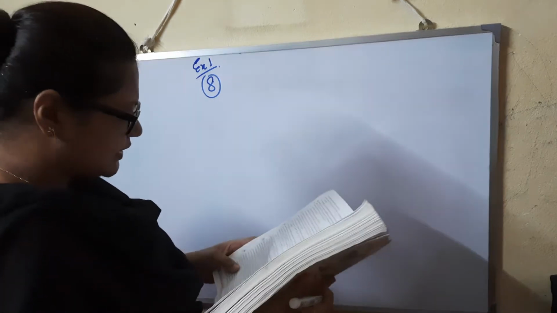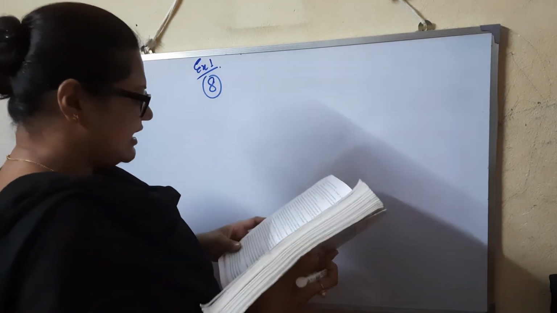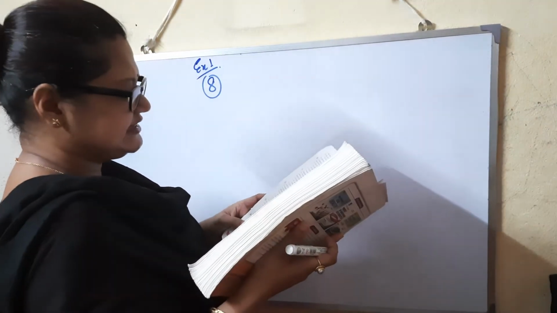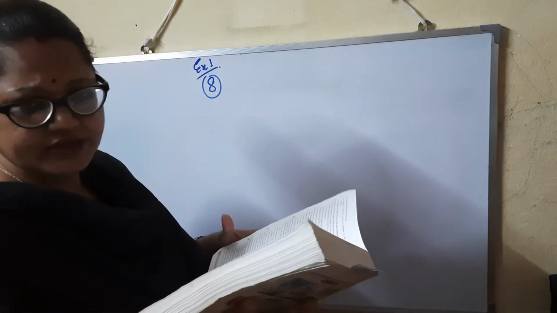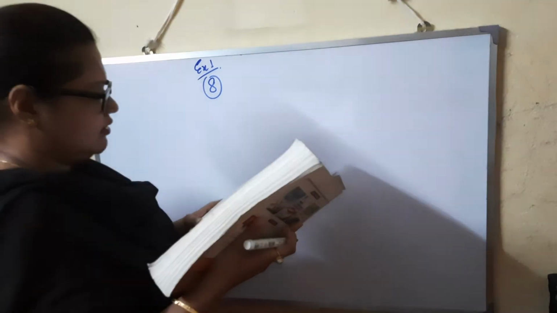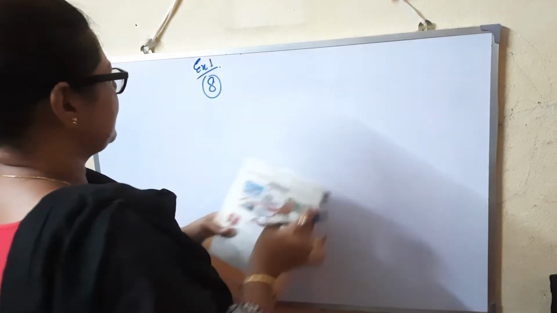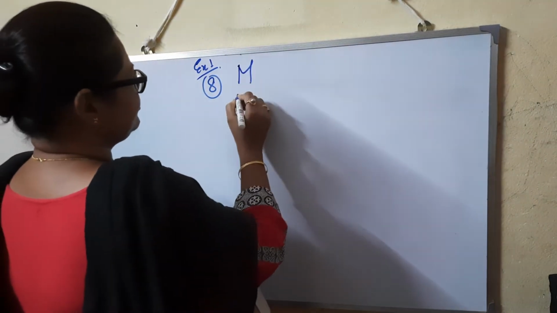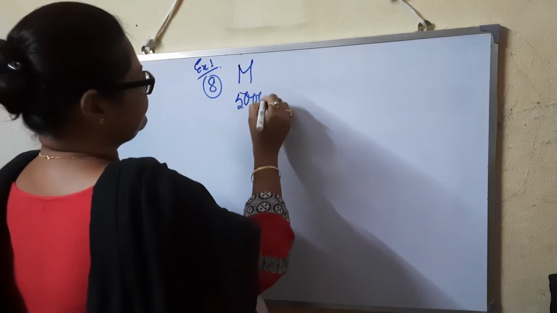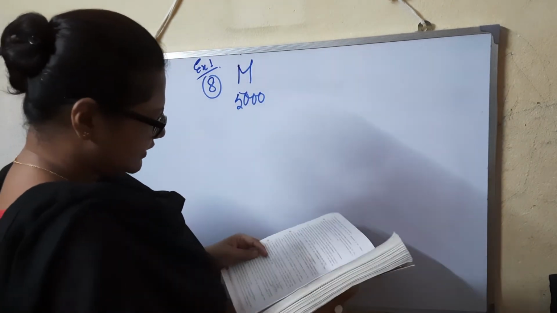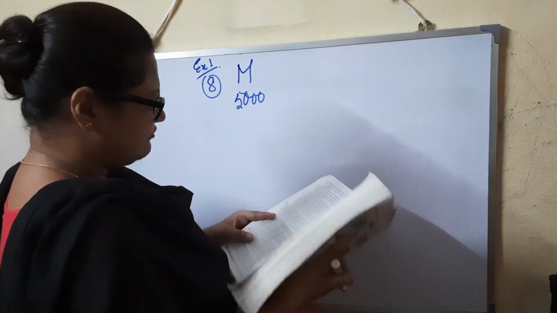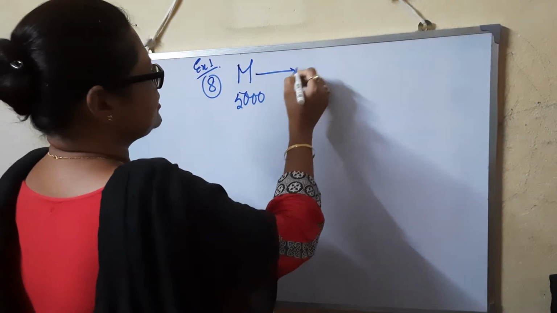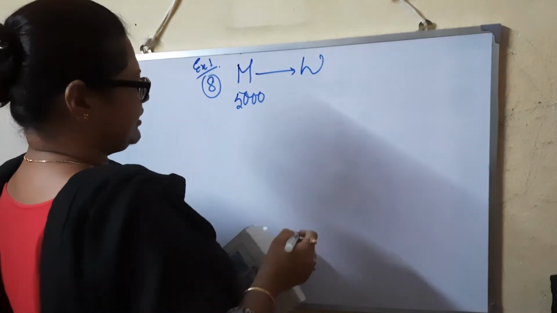What has been told to us? It has been said that a manufacturer marks an article at rupees 5,000. This is an intrastate sum, that means within the state. So manufacturer marks the article at rupees 5,000. He sells it to the wholesaler at a discount of 25%. I'm going to find it out.